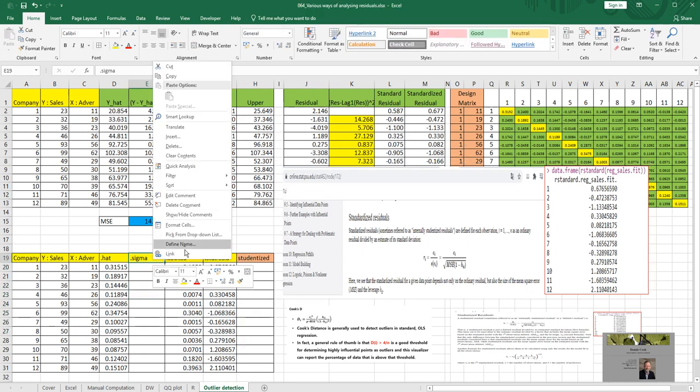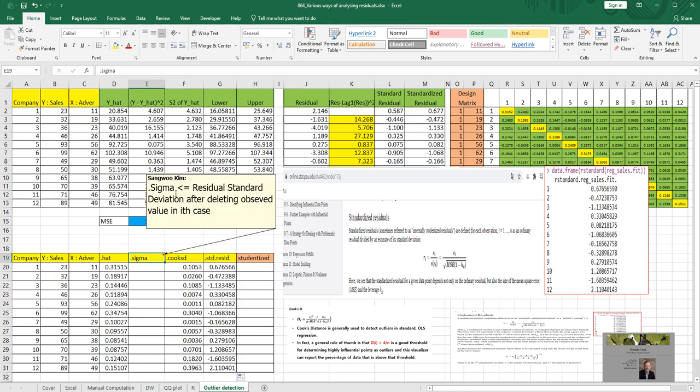The .sigma, let me show you. Yeah. So .sigma means the residual standard deviation after deleting the observed value in each case. So it means that to get .sigma for the first observation, here, we need to delete it, or we do not include this observation in the regression model. Then we can get this .sigma. I will show you how to get this .sigma right now, right?